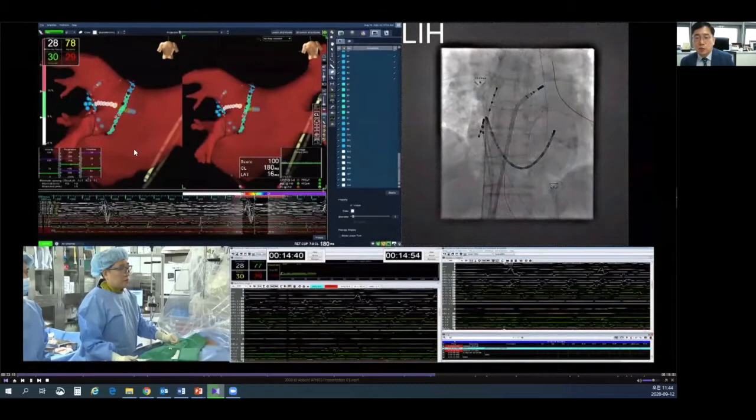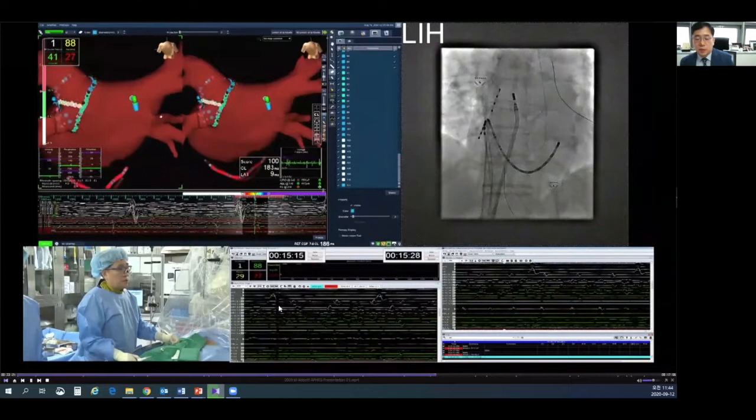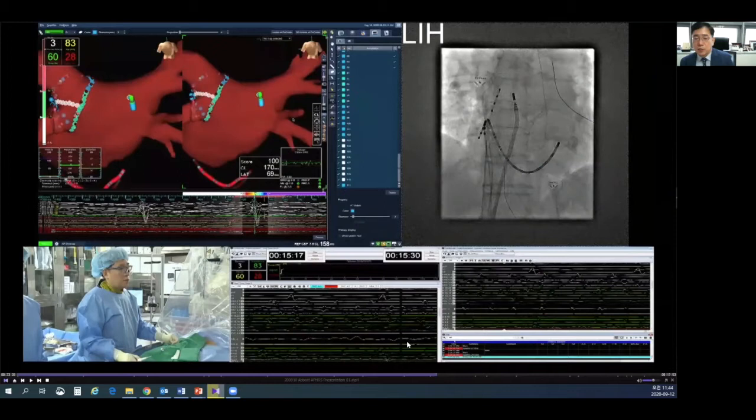So regardless, when you ablate the right 3D, posterior, you should be watching the ablation signal continuously. If there is no signal or very small potential, then you can move faster. But if it's a huge signal, you can come back and give more ablation energy.